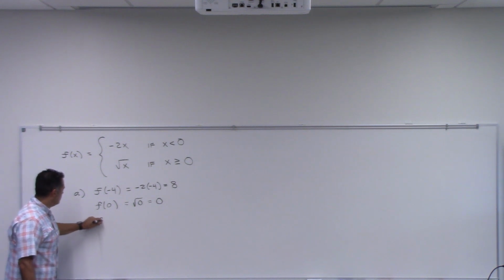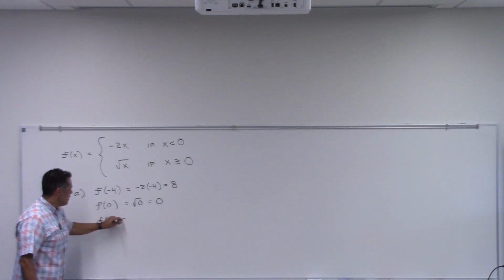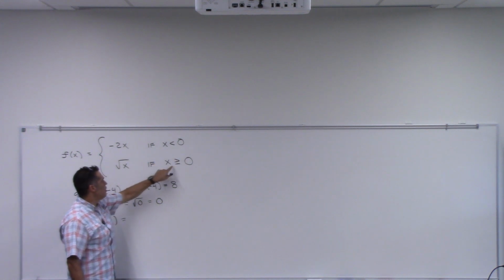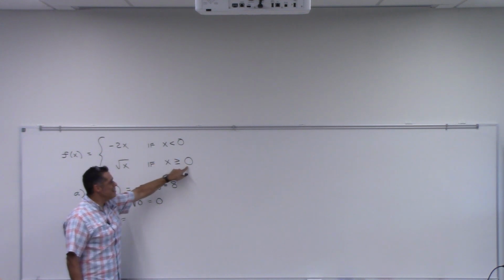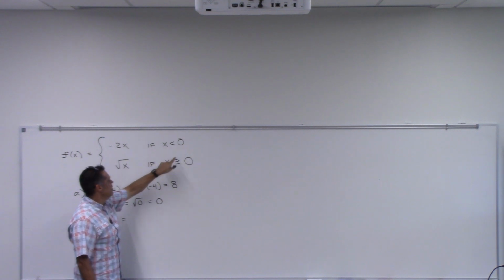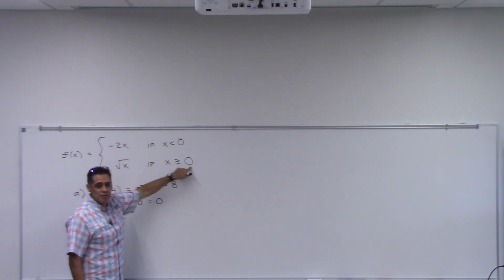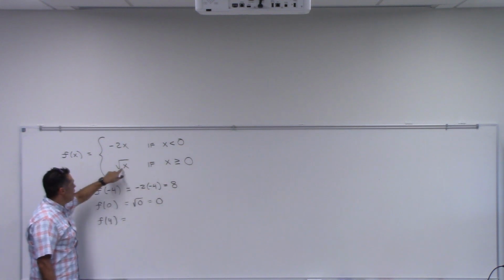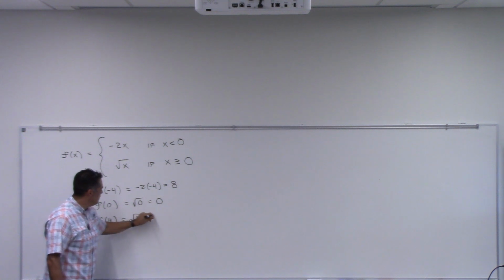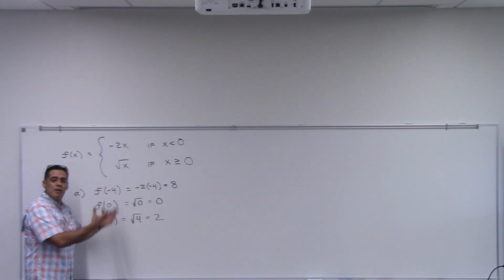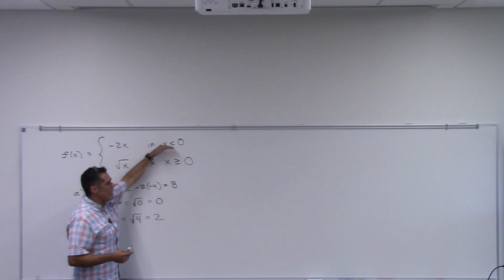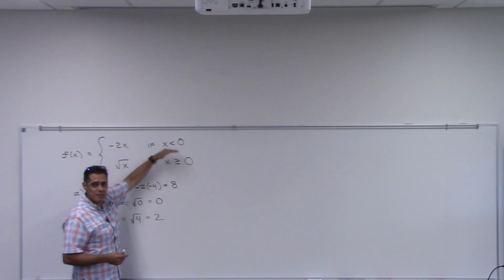F of 4. Is 4 less than 0? No. Is 4 greater than or equal to 0? Yes. So we plug 4 into this. Square root of 4 is 2. All right, so that's how you evaluate a piecewise function. You check the number you're plugging in. That will tell you where you're falling into, either the top or bottom.